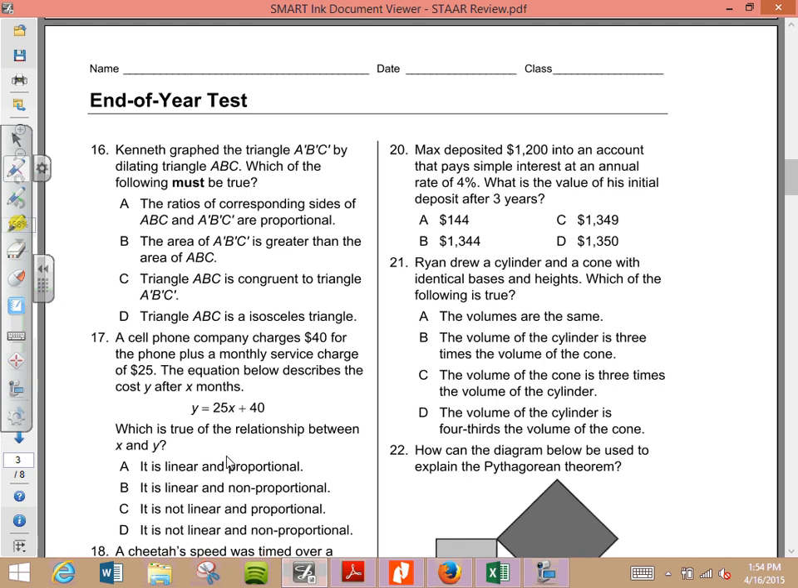All right. Number 17. A cell phone company charges $40 for the phone plus a monthly service charge of $25. The equation below shows the cost of Y after X months.